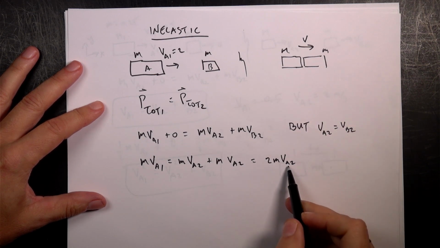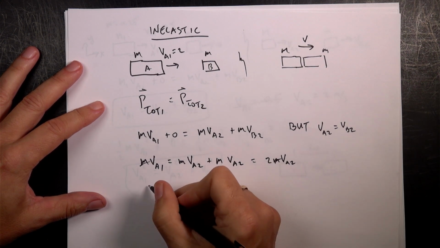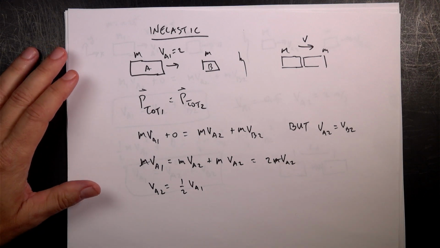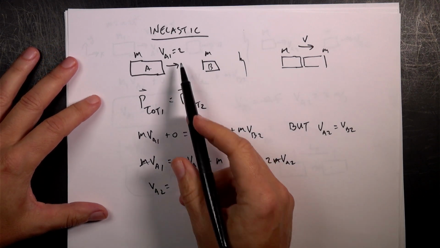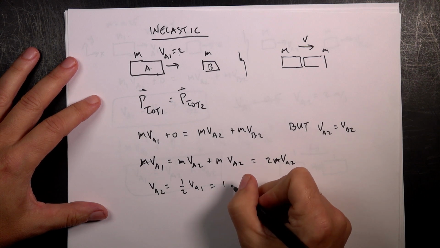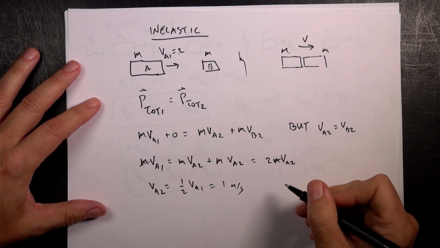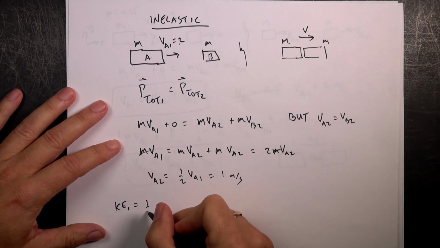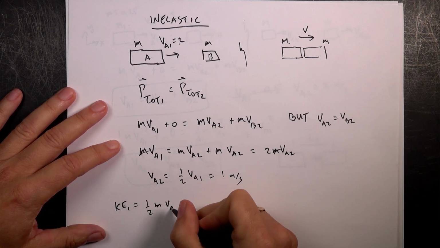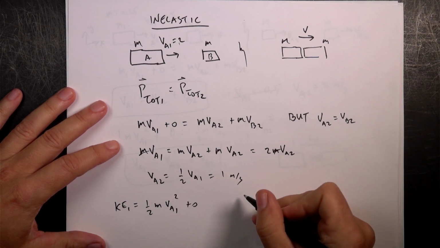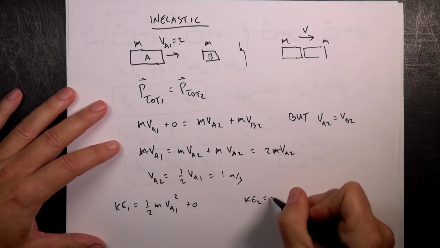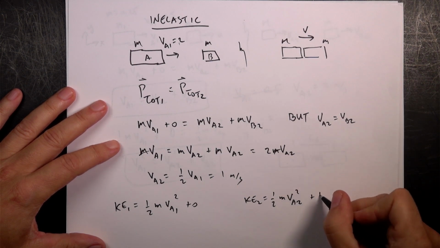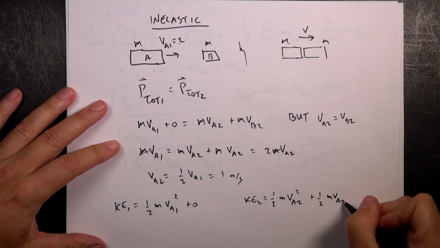If I solve for VA2, the mass cancels and I can divide by 2. VA2 is 1/2 VA1 in this case. So if that started off with a velocity of 2, this would be 1 meter per second. Let's just check the kinetic energy. KE1 is 1/2 M VA1 squared plus 0. KE2 is 1/2 M VA2 squared plus 1/2 M VA2 squared.